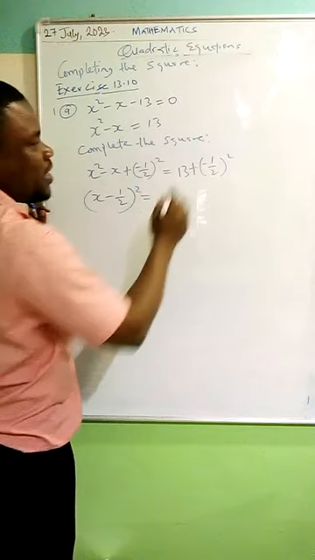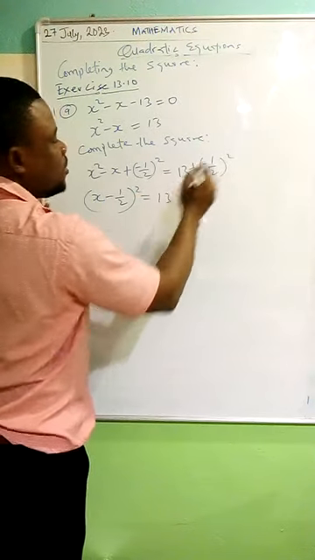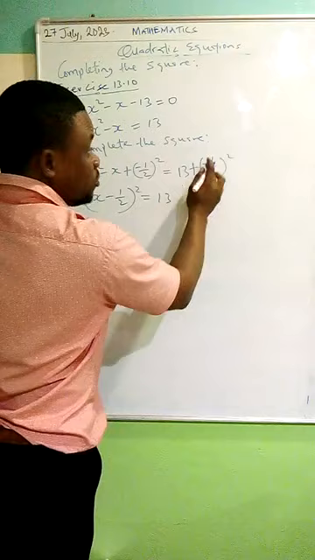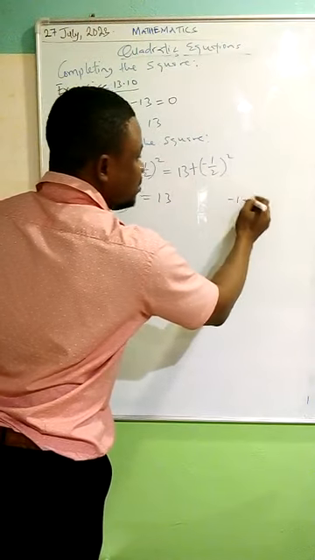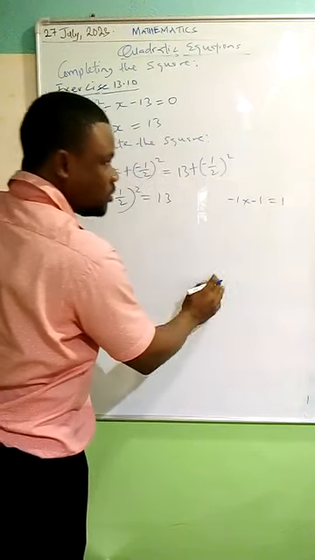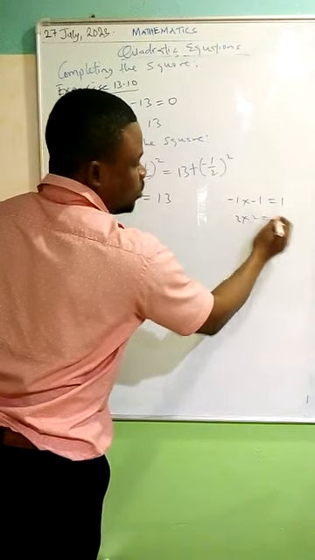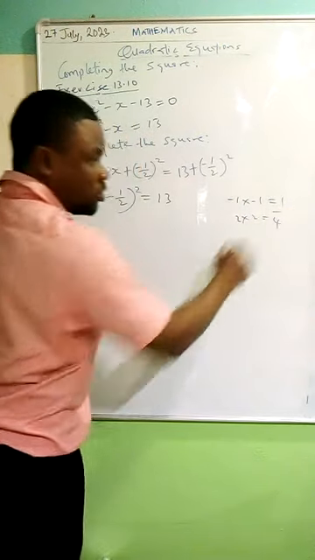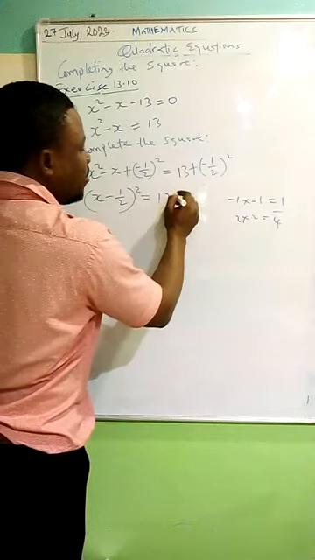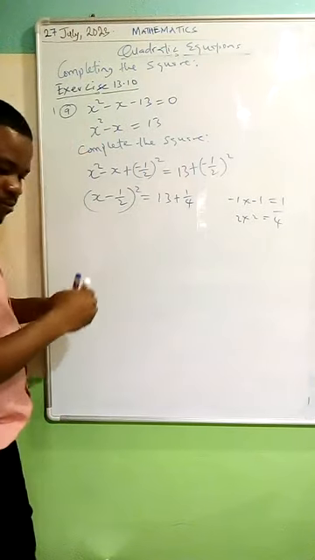Then I can simplify this on the other side. I have 13, and minus 1 is still minus 1 squared. Minus 1 times minus 1 is equal to plus 1. And then 2 times 2 is equal to 4. So I'll have 1 over 4. Is that okay? So on this side, I'll have plus 1 over 4. Are you with me?